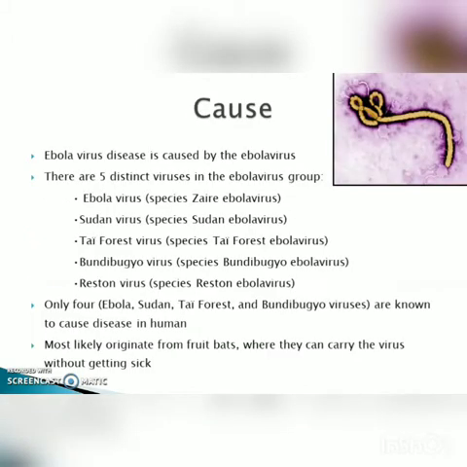It is caused by the Ebola virus. There are 5 distinct viruses in the Ebola virus group: Ebola virus, Sudan virus, Thai Forest virus, Bundibugyo virus, and Reston virus. Of these, only Reston does not cause disease in humans. These viruses most likely originate from fruit bats, which can carry the virus without getting sick.